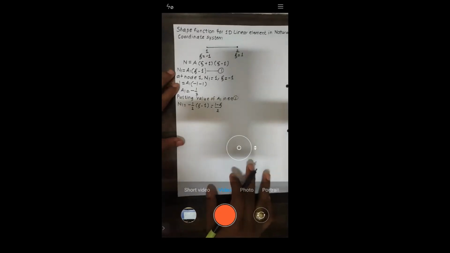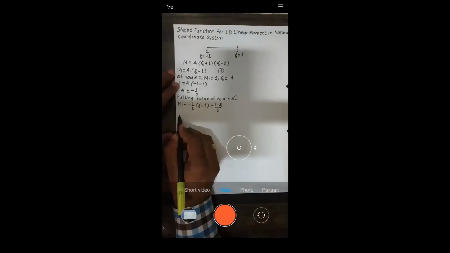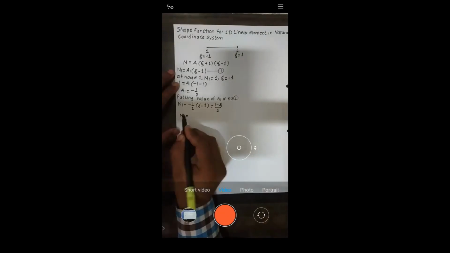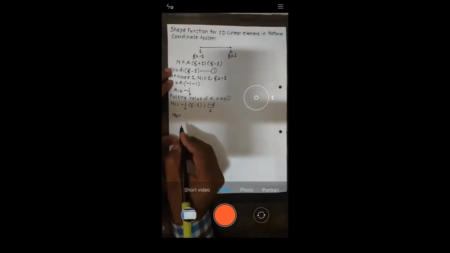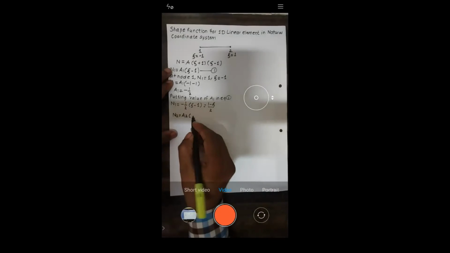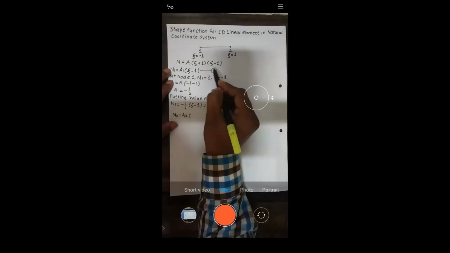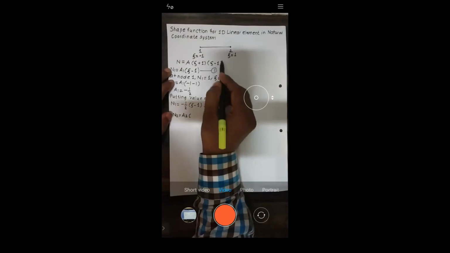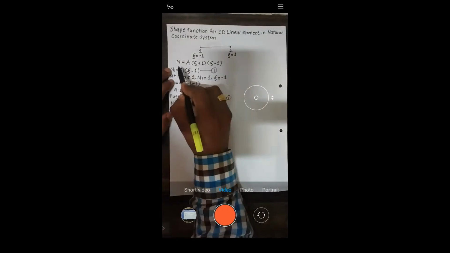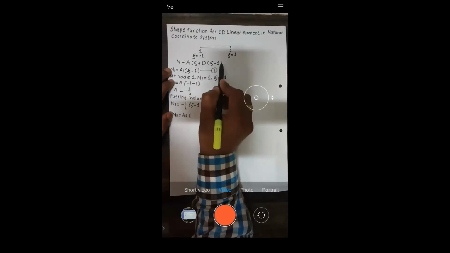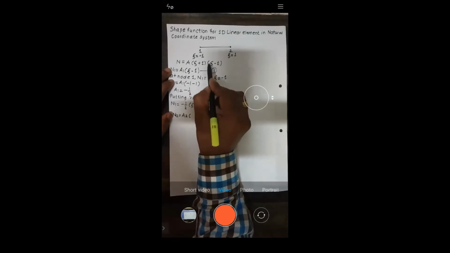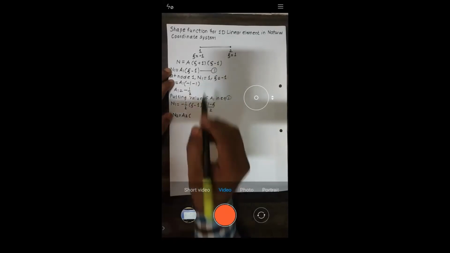Next write down N2. Tell me all of you how to write down N2. A2 into zeta plus 1, right. N2 is equal to A2. And we are not going to write down this term because this is for node 2. So just neglect the term which is for node 2, and we will just write down this one, that is zeta plus 1. Is it okay? Let me know.